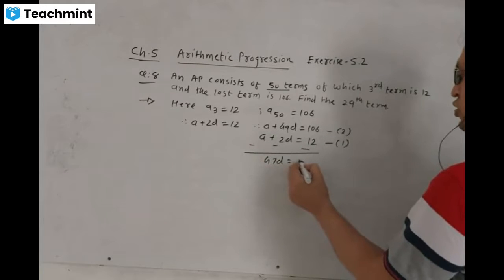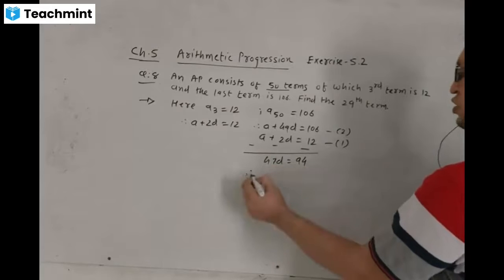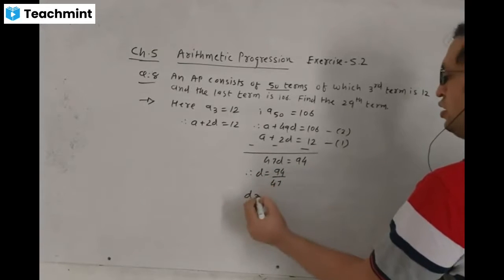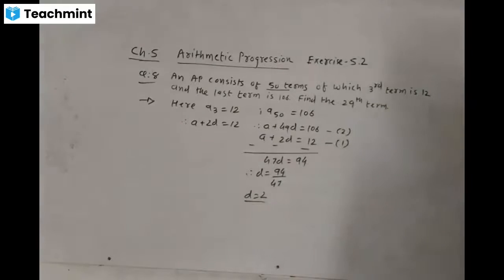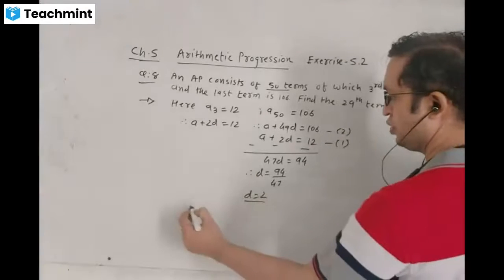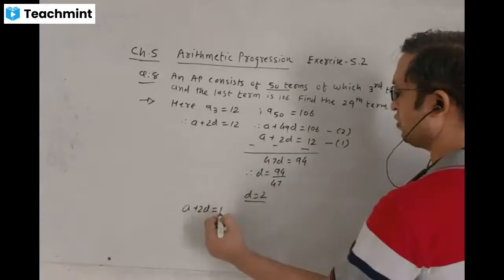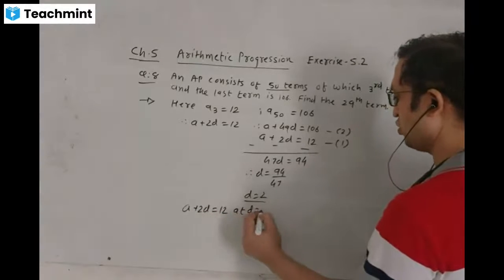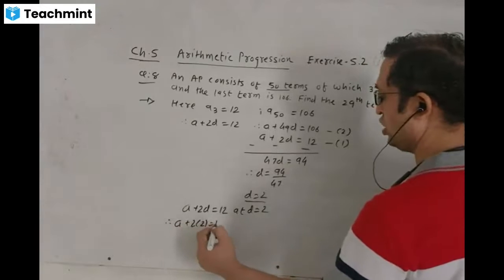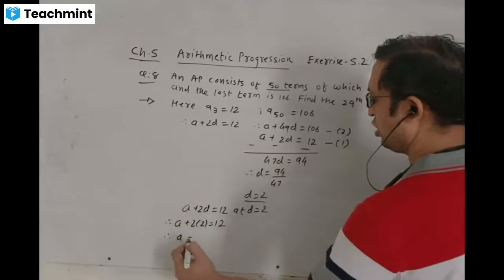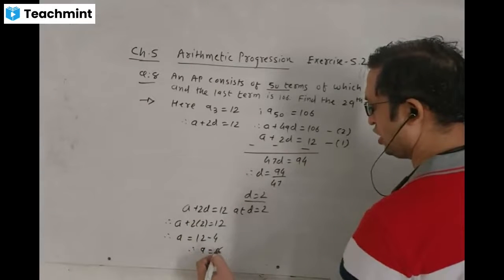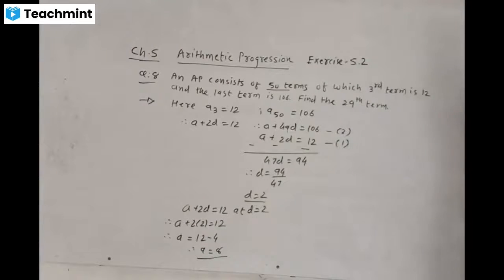47d is equal to 94. Therefore, d is equal to 94 by 47, d is equal to 2. Put this value d is equal to 2 in this equation. A plus 2d is equal to 12 at d is equal to 2. Therefore, a plus 2 multiplied by 2 is equal to 12. Therefore, a is equal to 12 minus 4. Therefore, a is equal to 8. So the first term is 8.